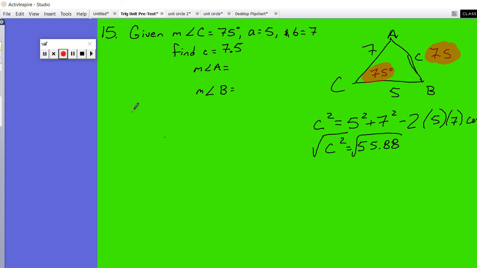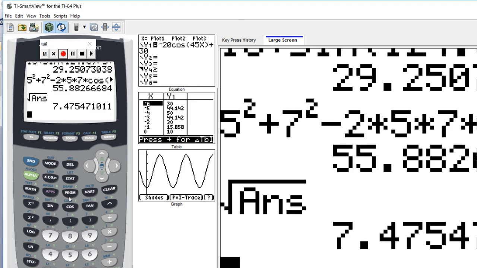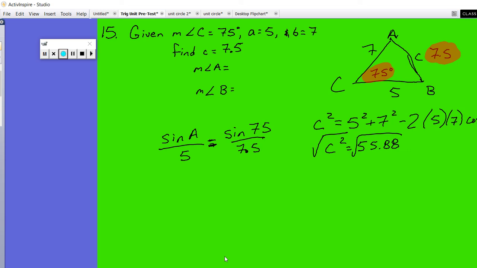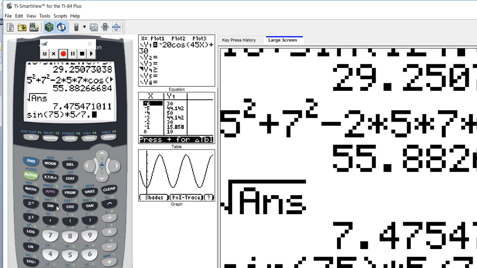So I can say sine of angle A, because that's the one I'm going to try to find is A. I could have tried to find B. I just chose A because it's alphabetically first, I guess. Equals the sine of 75, because that's my known angle with its corresponding known side. So sine of 75 over 7.5. So now to get a sine of A alone, I need to multiply it by 5. So I go sine of 75 times 5 and divide it by 7.5, because remember the 7.5 is on the bottom right here. So divided by 7.5. Enter.